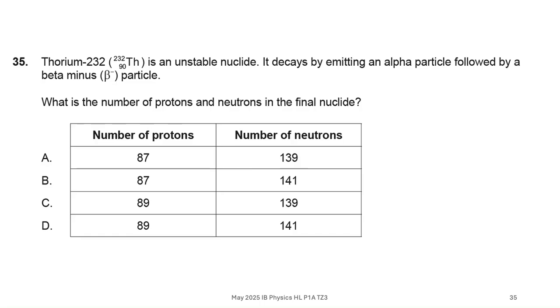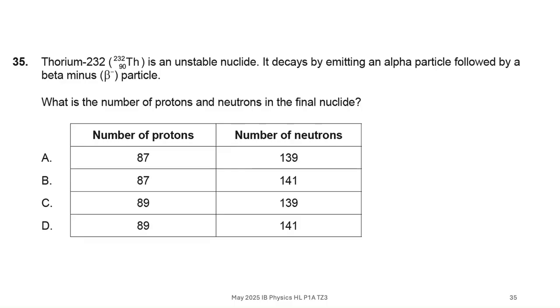Right, here we go with a lovely question about alpha particles and beta minus particles. We want to know the number of protons and the number of neutrons in a final nuclide when thorium-232 does those decays that I've just mentioned. As ever, please press pause, try the question, and when you're ready to go, press play.